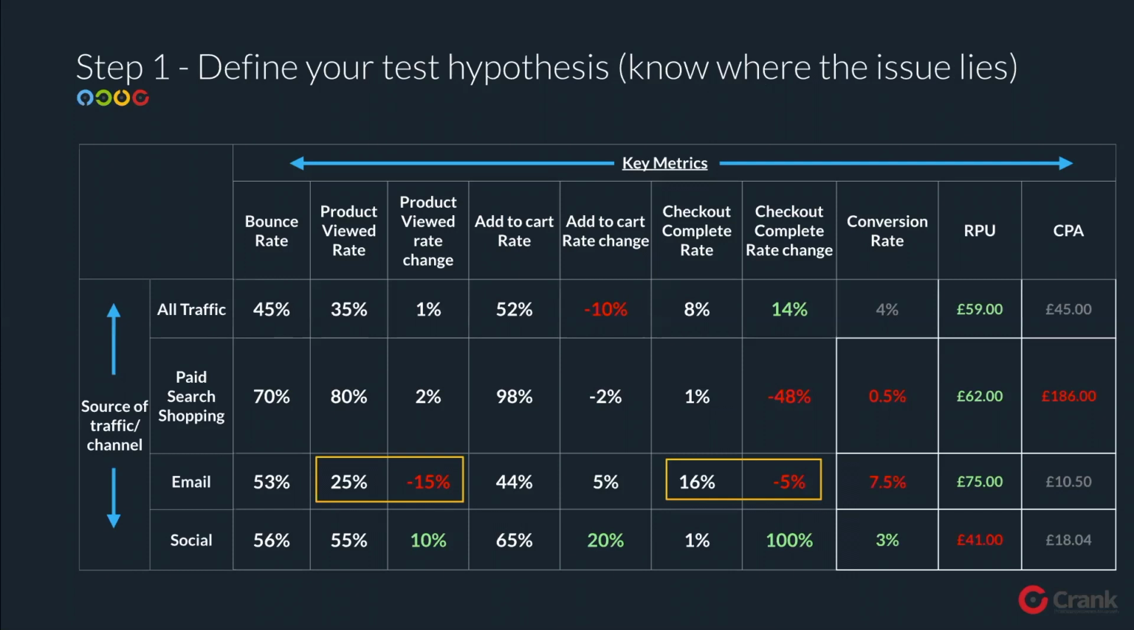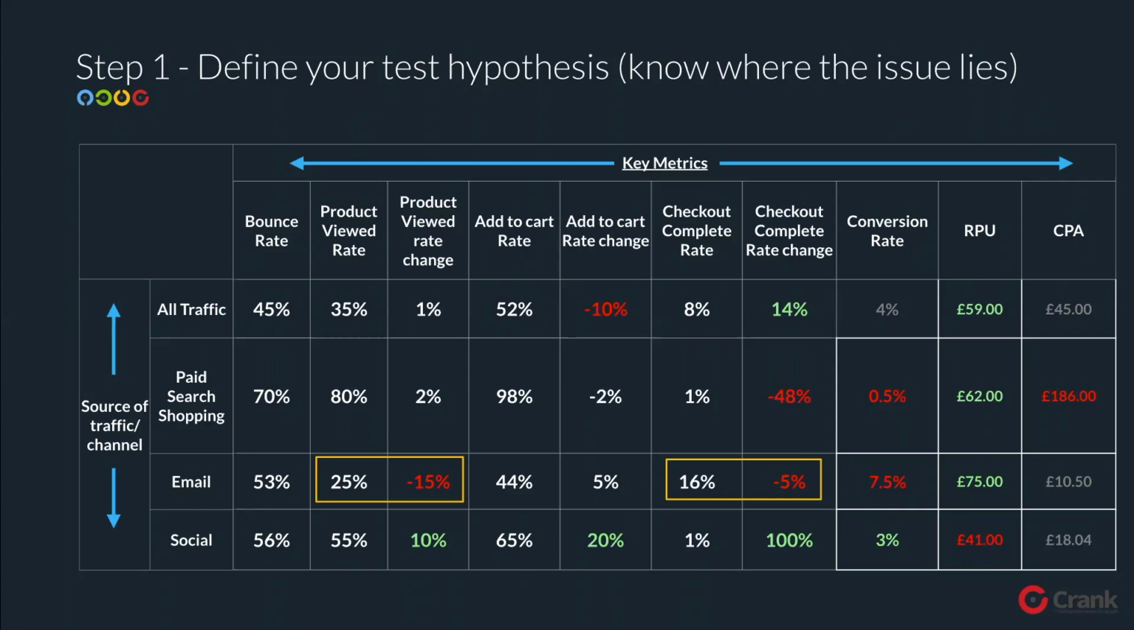So we always at Crank start with data. On the left-hand side, we've got channels, and running across the top, we have the metrics. We can see here in this particular example, we've seen a big decrease in the number of people coming from email viewing products, a 15% drop. We know that the checkout completion rate has gone down as well a little bit, and both of those things have impacted what is a very profitable channel. Email generates on average per customer £75 of revenue per user, with a cost per acquisition of around £10. So a very profitable channel, but that conversion rate actually has been impacted.